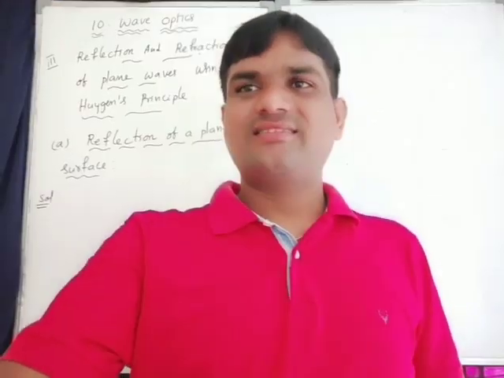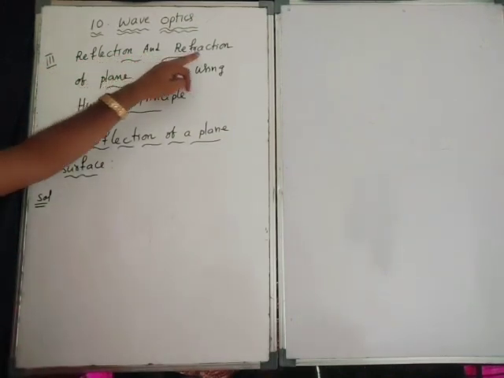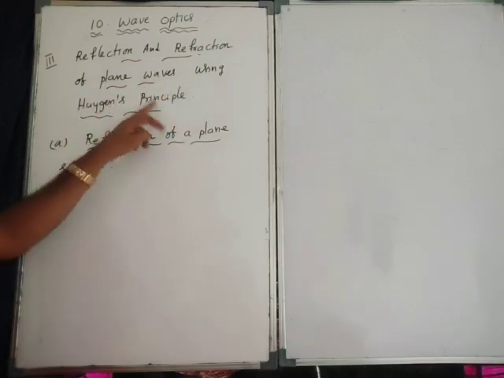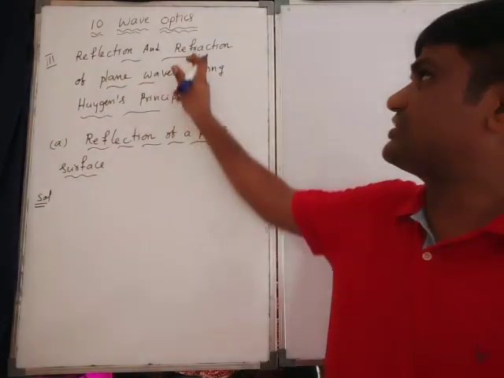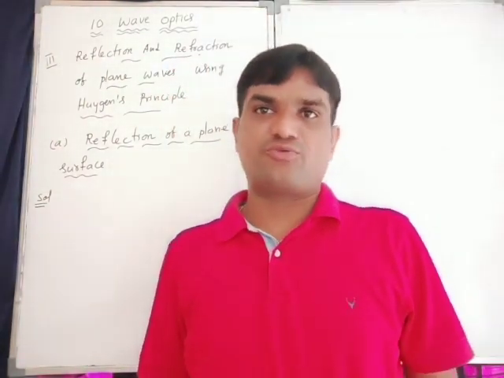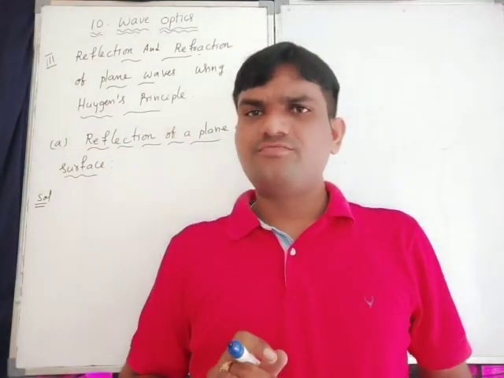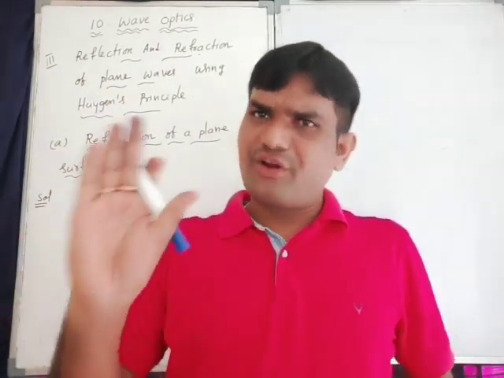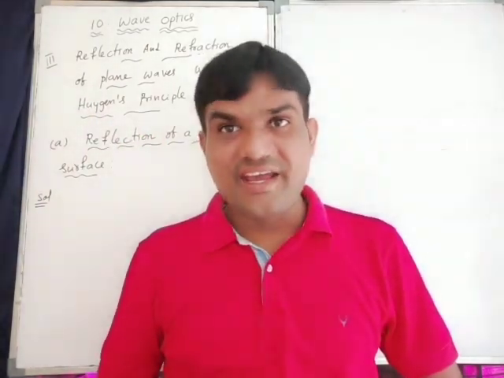Right. So now reflection. So the third concept is reflection and refraction of plane waves using Huygens principle. Very important 3 mark as well as 5 mark question. So reflection is the 3 mark question, refraction is the 5 mark question. First the 5 mark question, refraction. That means show that, that means prove the laws of reflection and laws of refraction by using Huygens principle.